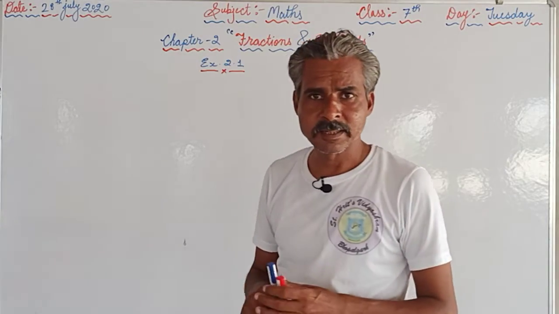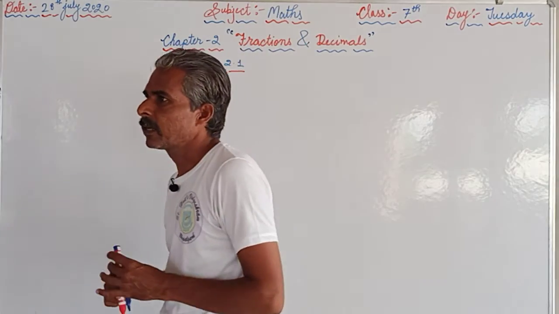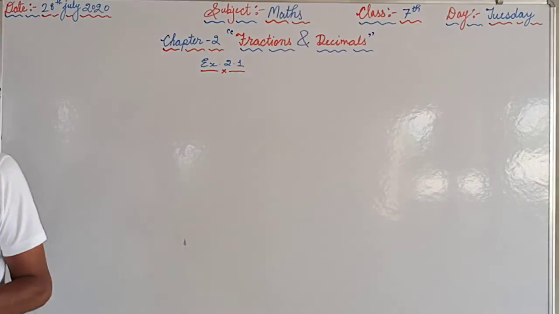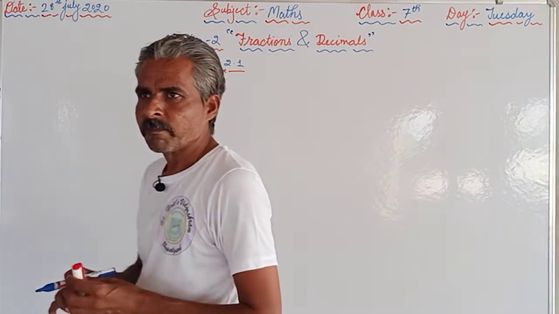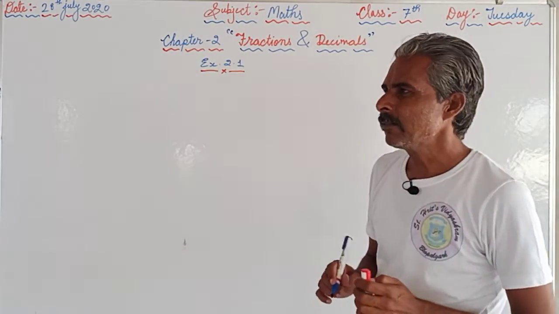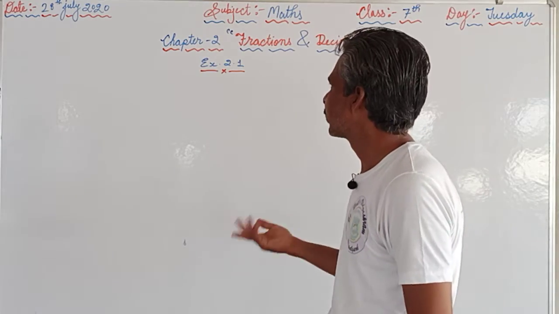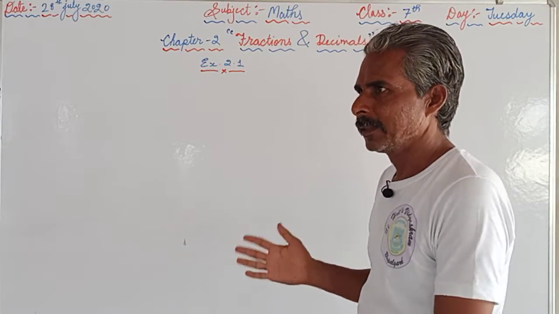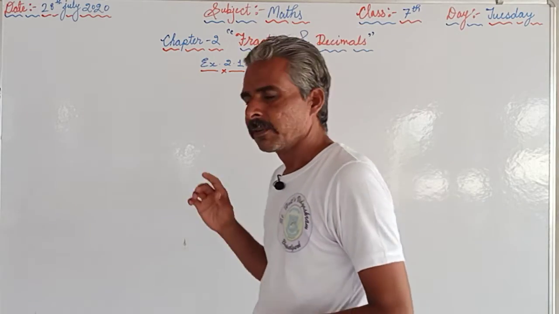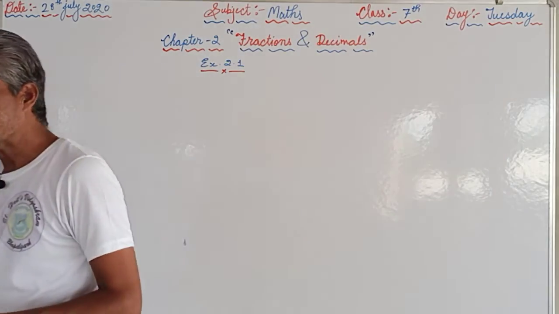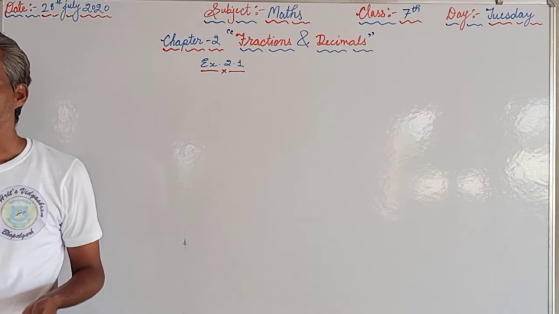This video is for class 7 and the subject is maths, and as you all know we are proceeding with chapter number 2, and the name of the chapter is fractions and decimals. So today we will continue exercise 2.1. In the first half of the chapter we will discuss fractions, and in the later half we will discuss decimals.